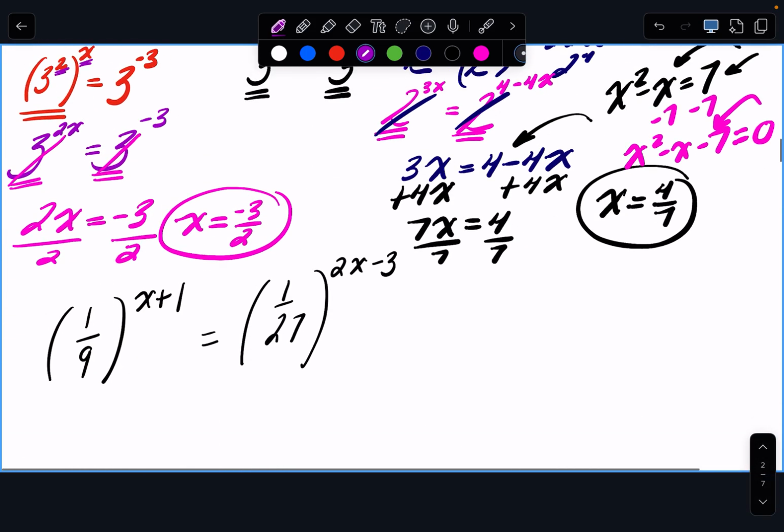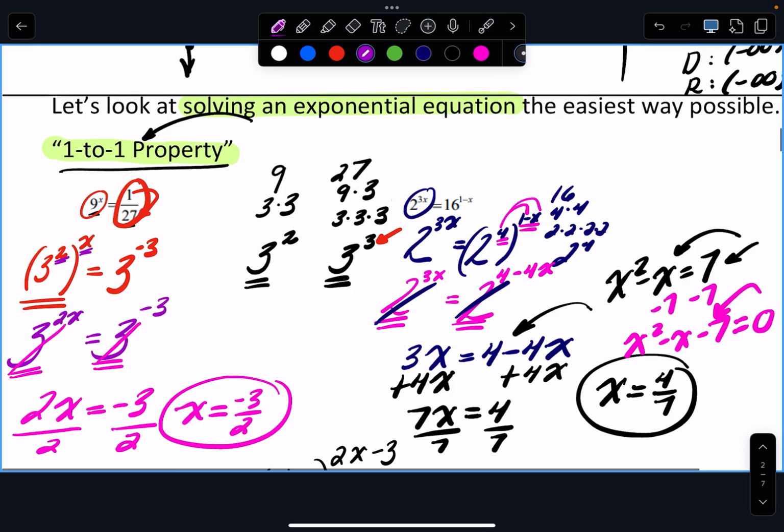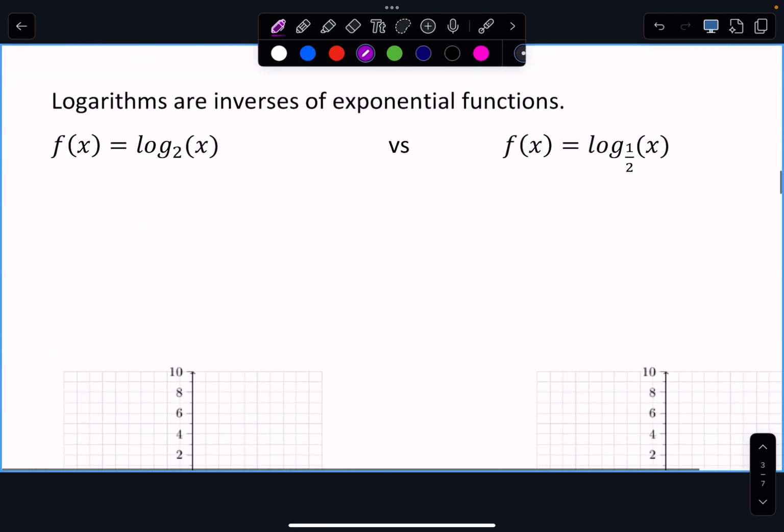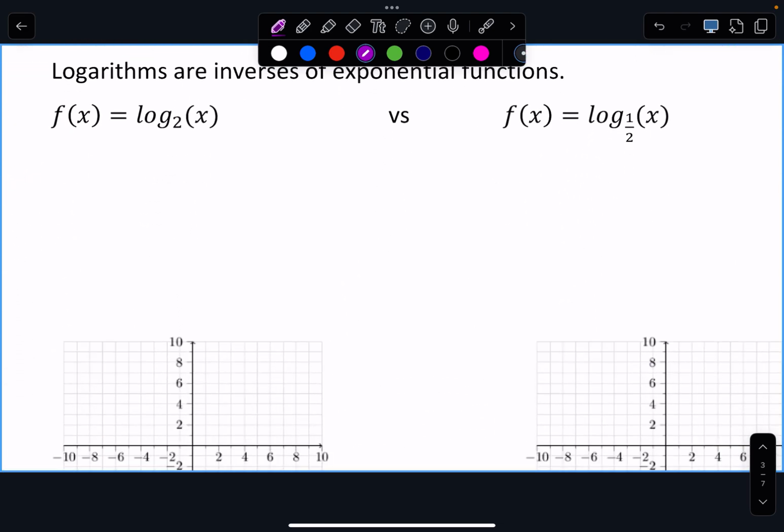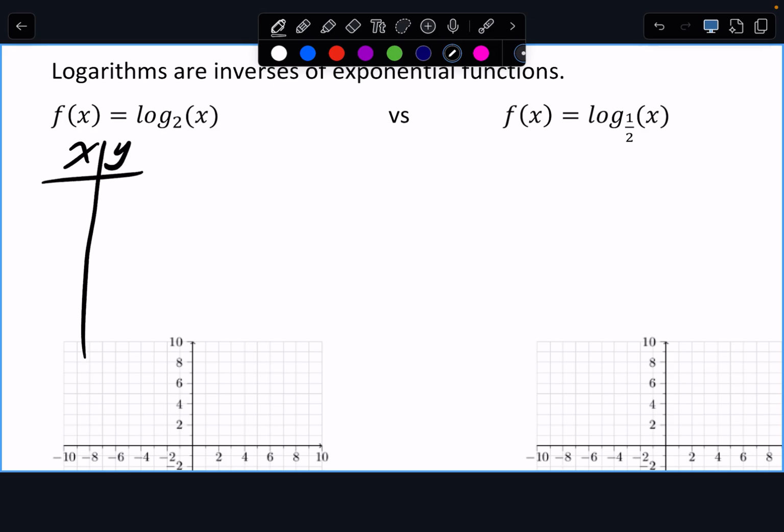Okay. All right. Do you guys feel like you need another example with the one-to-one property, or can we move on? Let's move on to logarithms. So listen to a logarithm. How do we graph a log? Well, we create an XY chart. Listen so you're not confused.